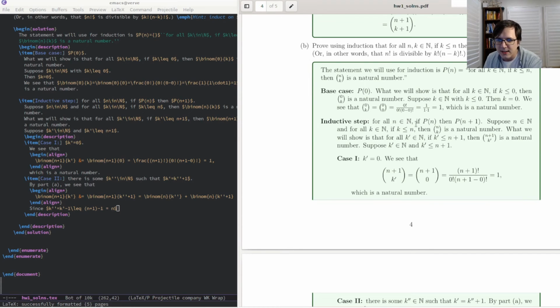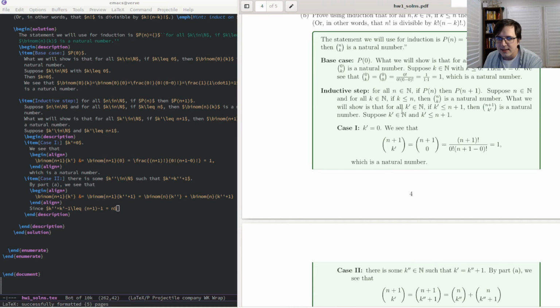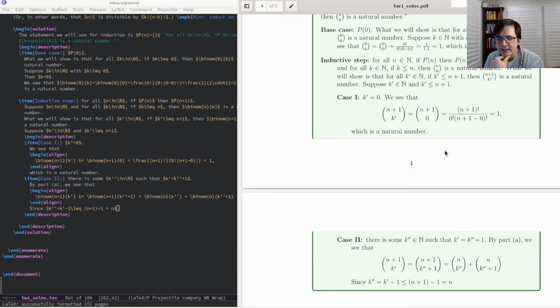So we want to show that if we have a natural number n, and p of n is true, which is that whenever k is a natural number less than or equal to n, then n choose k is a natural number. That's our hypothesis, and we want to show that this is true for n plus 1, which is that whenever k prime is a natural number less than or equal to n plus 1, then n plus 1 choose k prime is a natural number. That is indeed what we want to show. So we suppose that k prime is a natural number and k prime is less than or equal to n plus 1.